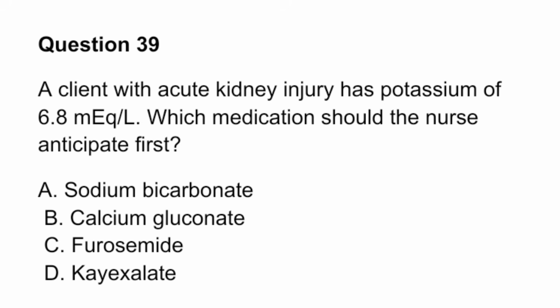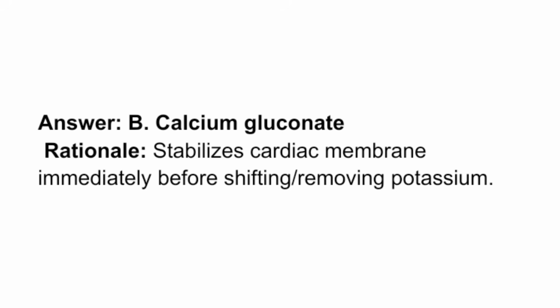A client with acute kidney injury has potassium of 6.8 milliequivalents per liter. Which medication should the nurse anticipate first? A. Sodium bicarbonate. B. Calcium gluconate. C. Furosemide. D. Kayexalate. Answer B. Calcium gluconate. Rationale: stabilizes cardiac membrane immediately before shifting or removing potassium.